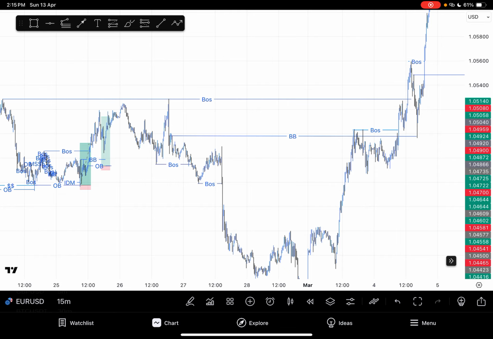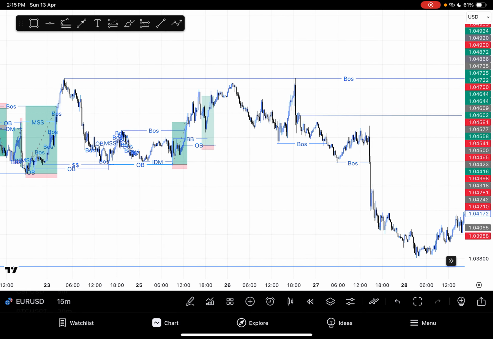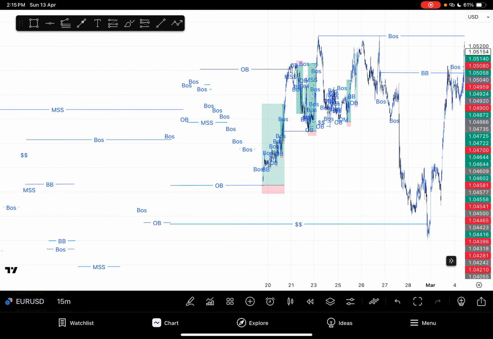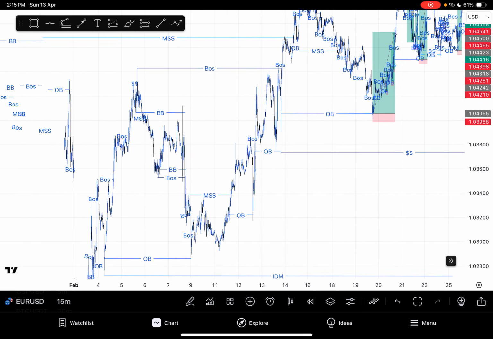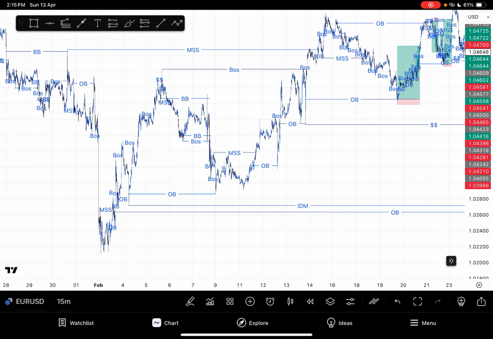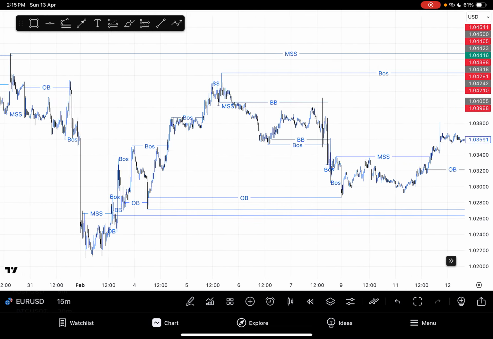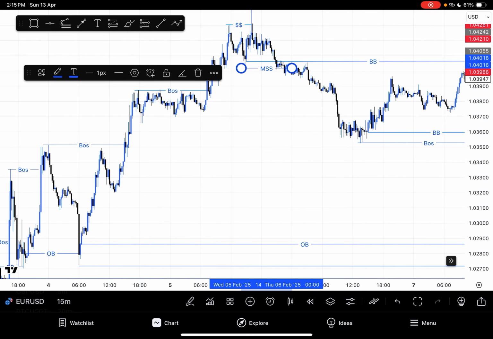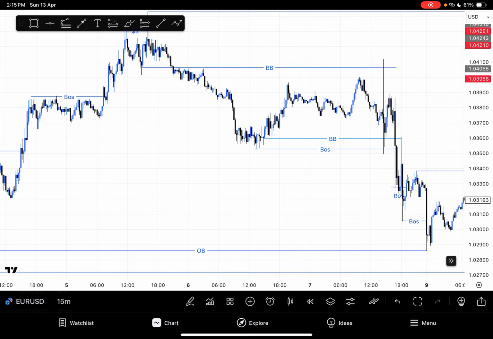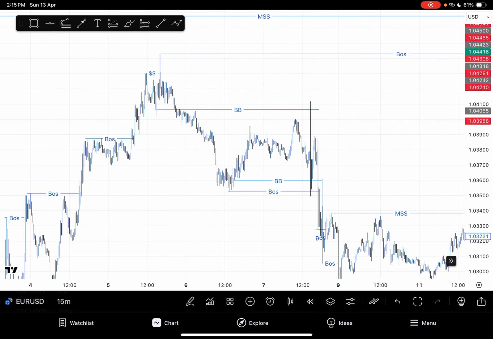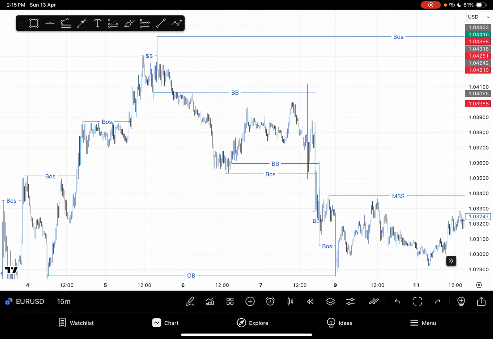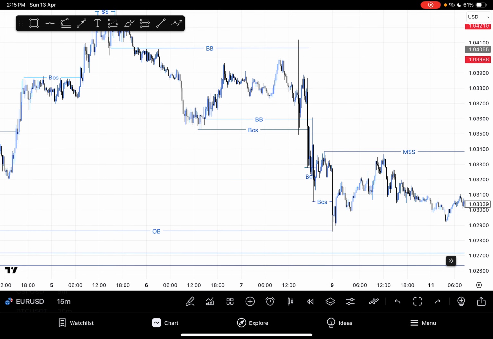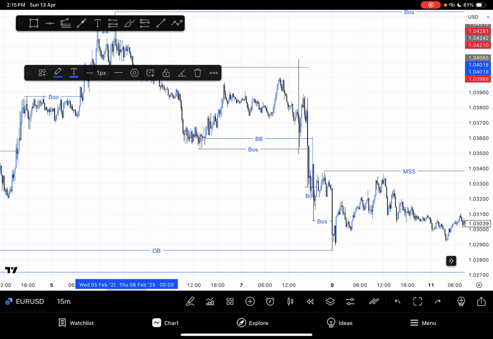Okay, let me delete this from the screen. Now from here is that market structure shift. From here, first market structure shift. I think it's not a market structure shift. Okay, there was a market structure shift here.